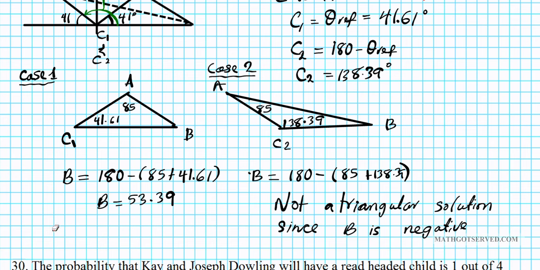All right, so what does that mean in conclusion? There is only one solution, and that's this one right here. They didn't ask us for it, so we don't have to solve it all the way. We were just asked for the number of solutions. So there you have it.